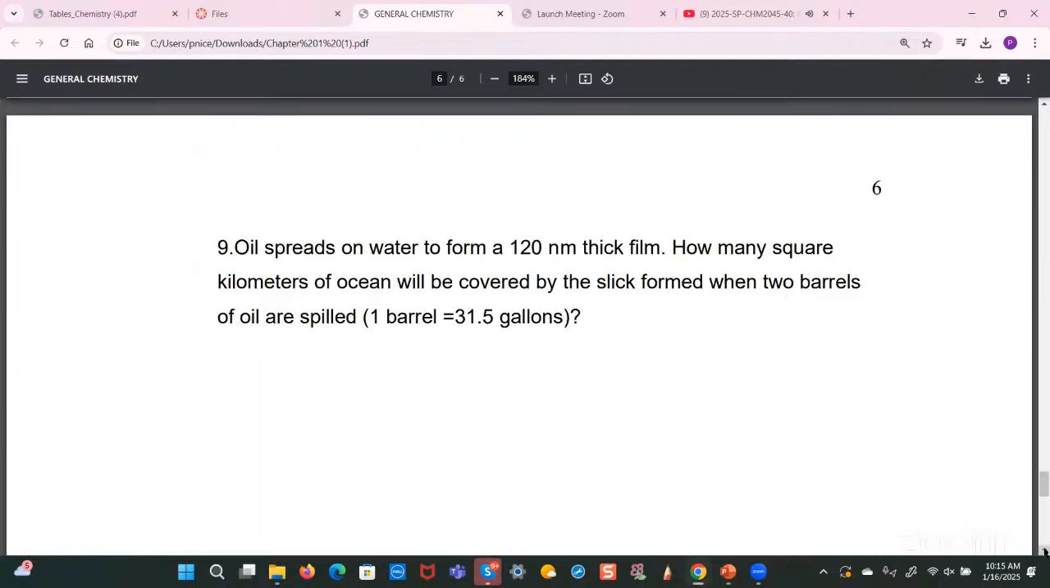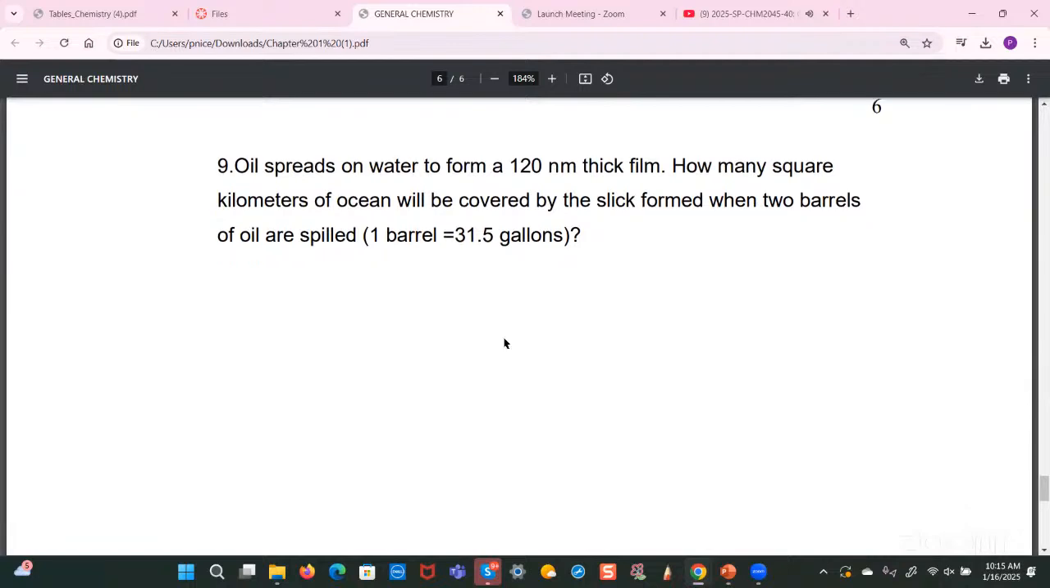Okay, oh, this one is interesting. This question talks about having an oil slick, where the oil spreads on the water and forms a layer which is 120 nanometers thick. The question is asking, how many square kilometers of the ocean will be covered by the slick formed when 2 barrels are spilled? And it gives you the relationship between a barrel and gallons. 1 barrel is equal to 31.5 gallons.